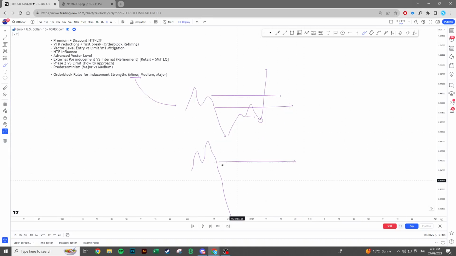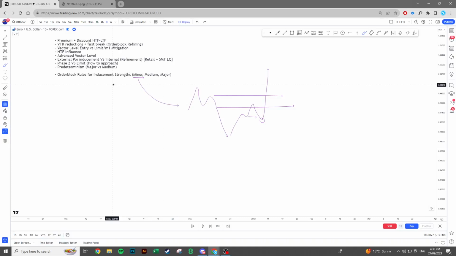Doesn't matter, right? Invalid. That's the main thing you've got to understand from that. Also, unranged imbalance. So, what's unranged imbalance?